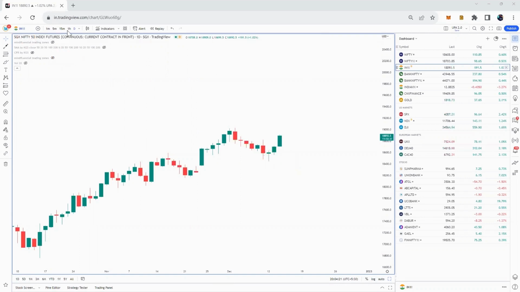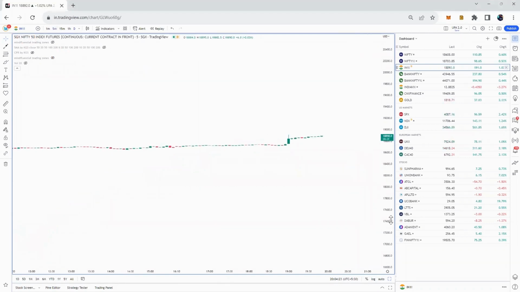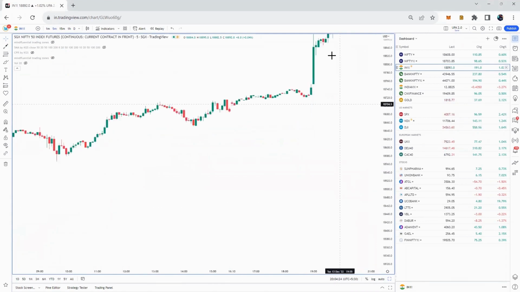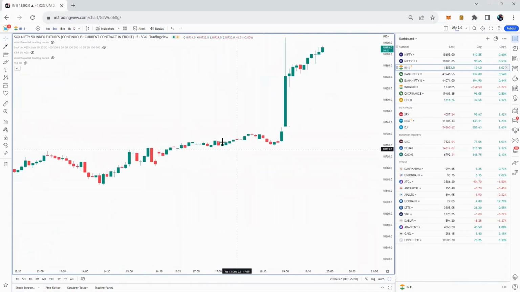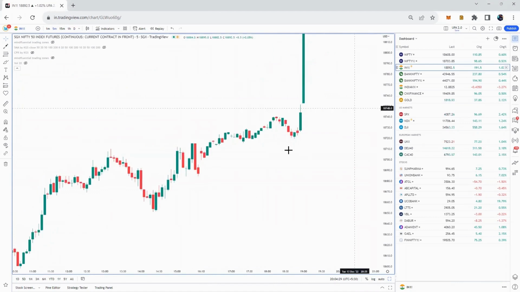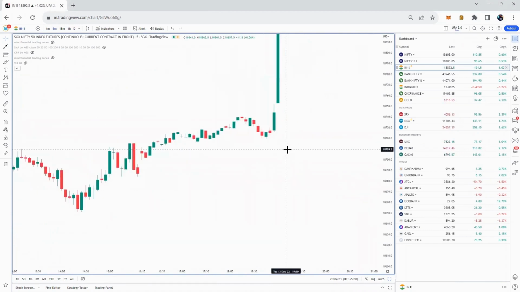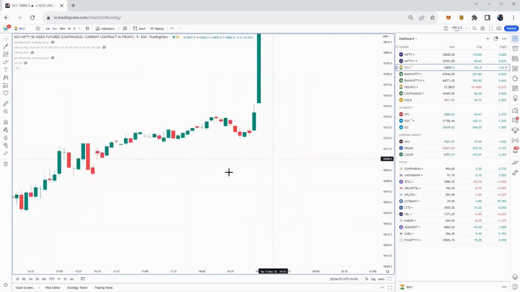Now, if you see what happened today, our markets closed around 3:30. So this is the SGX Nifty chart. And during the market hours, our Nifty chart and the SGX Nifty chart mostly looked similar.